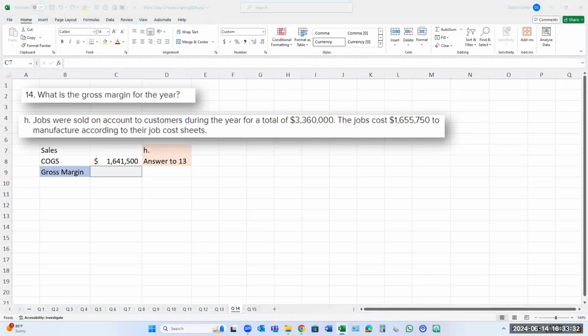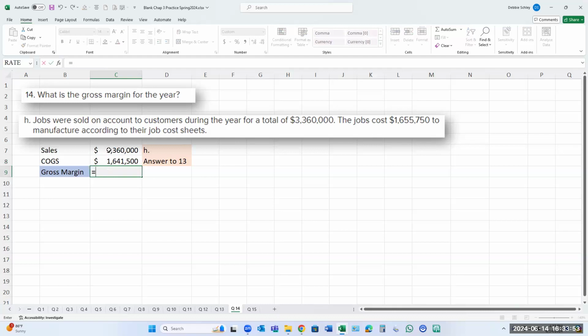Okay, question 14. What is the gross margin for the year? Sales was given to us in H, 3,360,000. Cost of goods sold we figured out in question 13. So my gross margin is sales minus adjusted cost of goods sold.